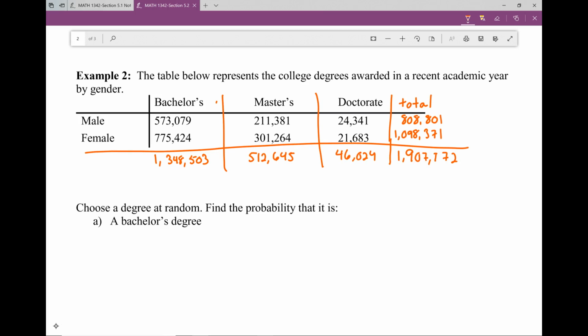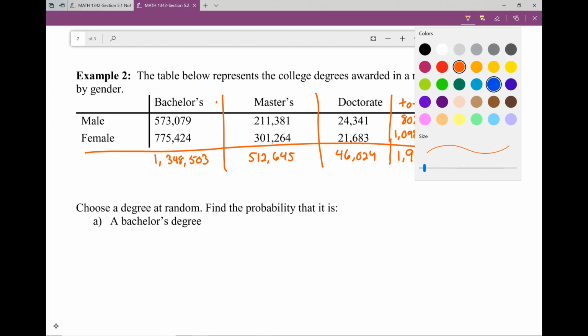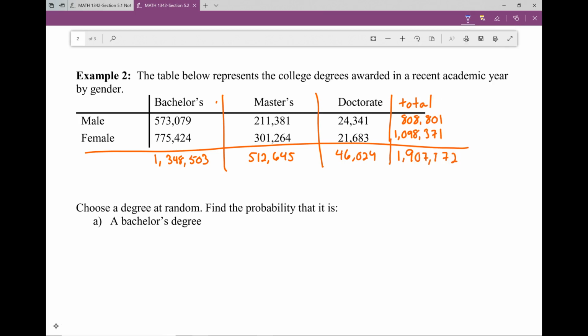Recall that this is our very first step when we're looking at contingency tables. So let's look at our first example. Choose a degree at random, find the probability that it is a bachelor's degree. So a bachelor's degree, we're looking here. We're just looking at one characteristic.